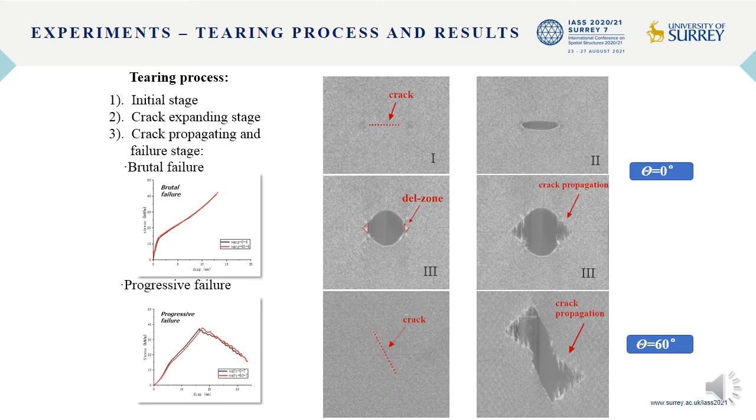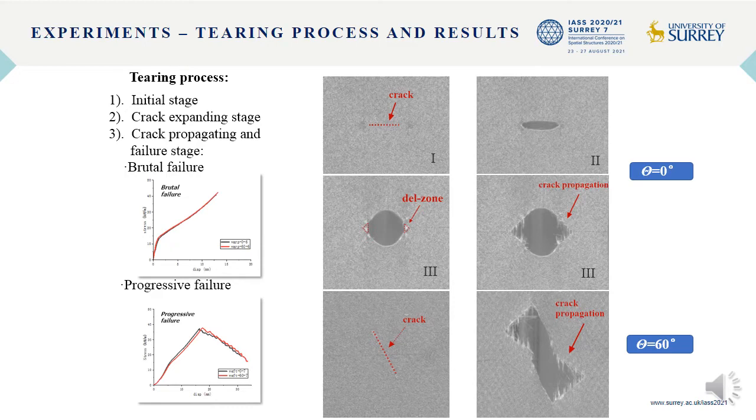The representative tearing process includes 3 stages. The first is the initial stage. In the stage, the crack retains its original shape. The second is the crack expanding stage. In the stage, the crack gradually expands with its shape changing from a straight line to an ellipse. The third is the crack propagating stage. In this stage, the crack starts to propagate, and the damage zone forms. The failure occurs when the strain of the first scan at crack tip reaches the elongation at break.